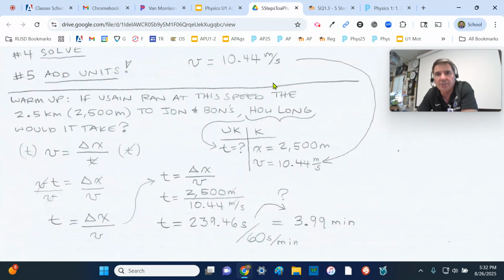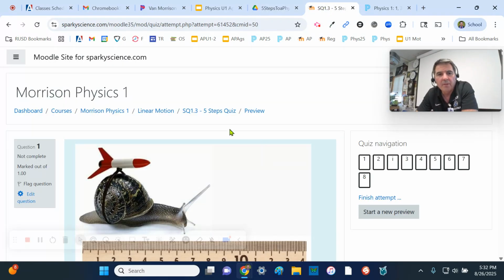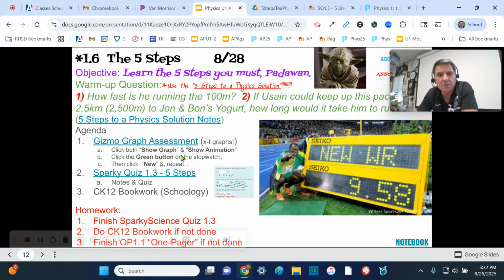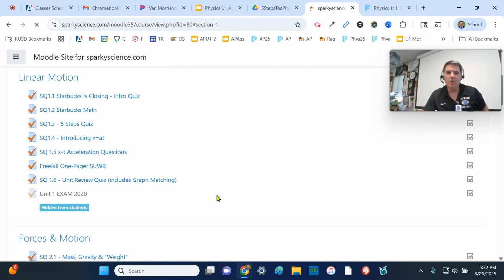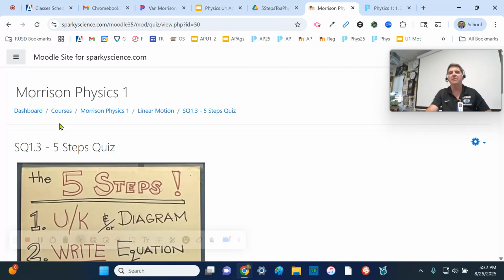That's going to lead us into this exercise, which is called Sparky Quiz. Now, I don't care what order you do it in, to be honest. This is not in order, so I'm going to go right to the Sparky Quiz. On the Sparky Quiz, we're doing 1.3. We already did 1.1 and 1.2. We're doing 1.3. It's called the 5 steps quiz.